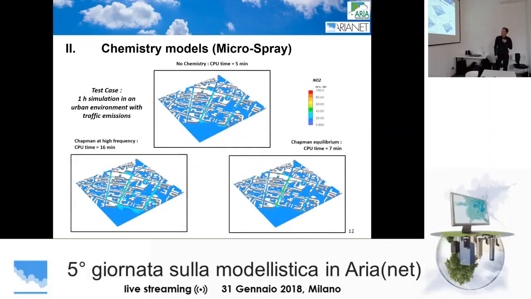So this is an urban application. On the top we have PMSS running an urban case without chemistry. It's a 1-hour simulation with traffic emissions, and it takes 5 minutes. If we use Chapman with a high frequency, we run the code in 16 minutes. It's on a 4-core laptop. And if we use Chapman equilibrium, we run the simulation in 7 minutes. So compared to no chemistry, we are not so far.